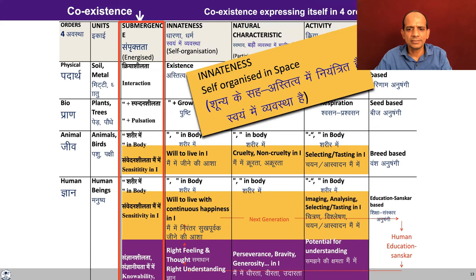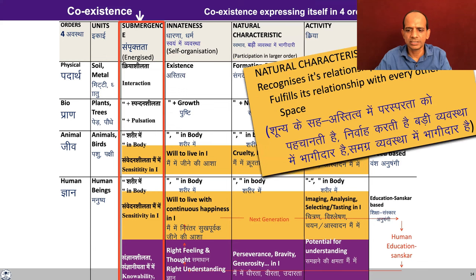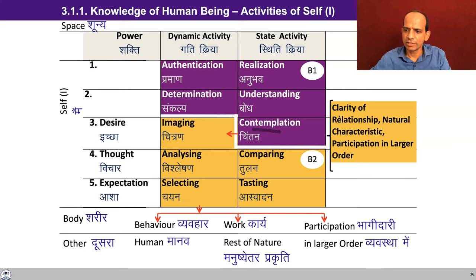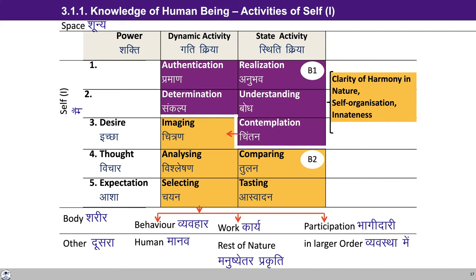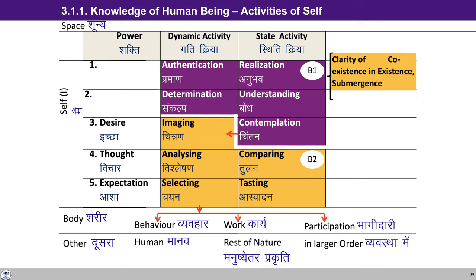Similarly, we had discussed about the innateness. We also discussed about the natural characteristic in the previous lecture. So this is something that we have discussed, and this is something that we need to observe. Now we are trying to see how the self observes these things. So the self observes the natural characteristic through contemplation, the innateness through understanding, and the submergence through realization, isn't it? So at the level of contemplation, there is clarity of relationship, natural characteristic, participation in the larger order. At the level of understanding, there is clarity of harmony in the nature, there is clarity of the self-organization, the innateness. And at the level of realization, there is clarity of coexistence in existence, that is submergence.